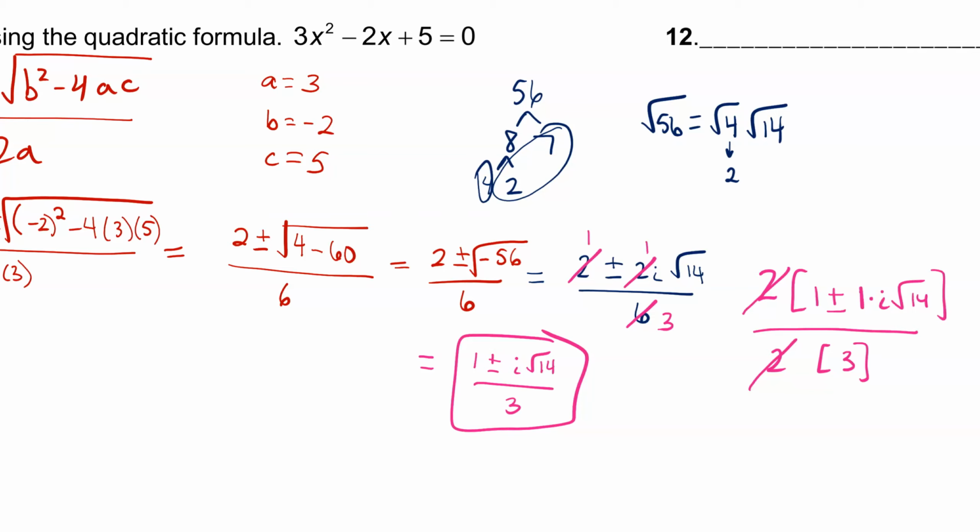So this page, there's one solved by factoring, one solved by completing the square, one solved by using the quadratic formula. That's what 10, 11, 12 is. You have to know how to do these methods. So I give you the quadratic formula.